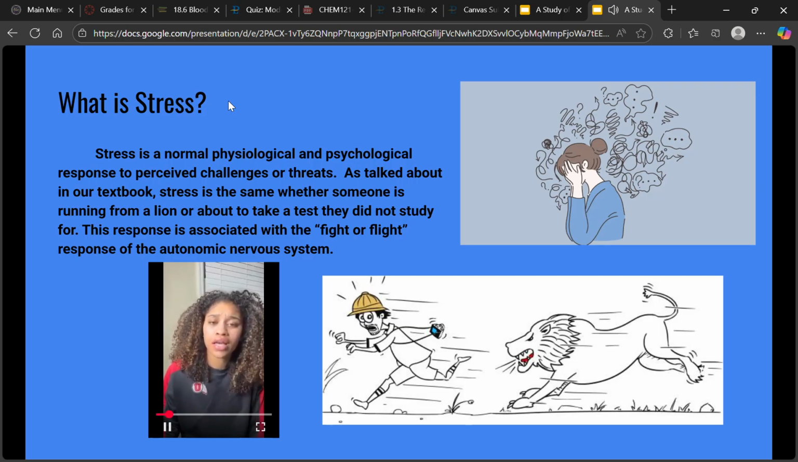What is stress? Stress is a normal psychological and sociological response to perceived challenges or threats. As talked about in our textbook, stress is the same whether somebody's running from a lion or about to take a test they did not study for. This response is associated with the fight or flight response for the autonomic nervous system.